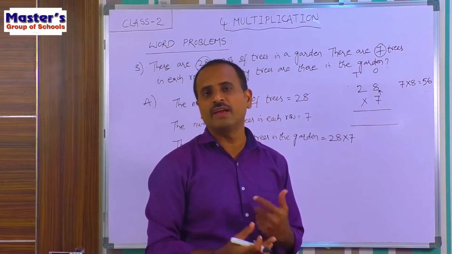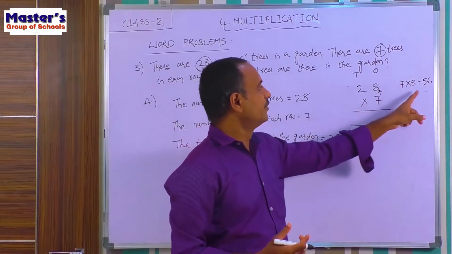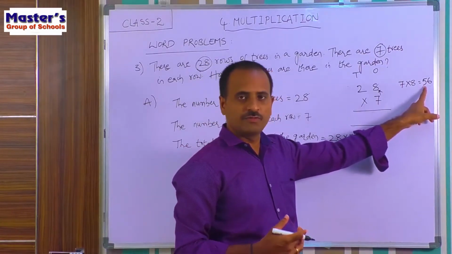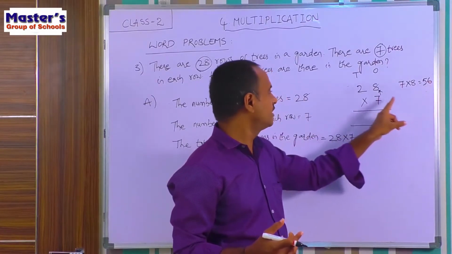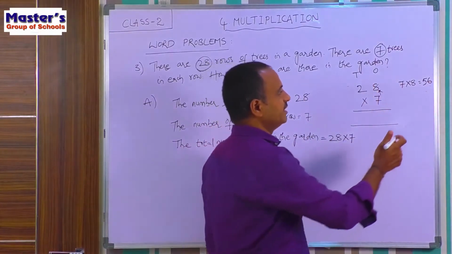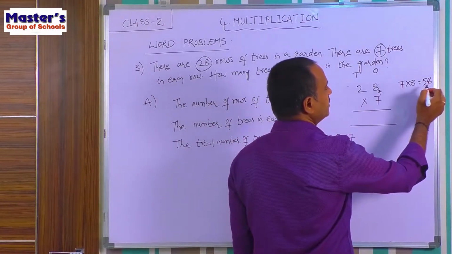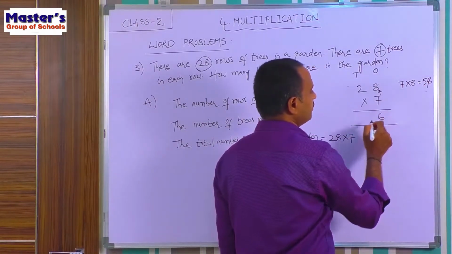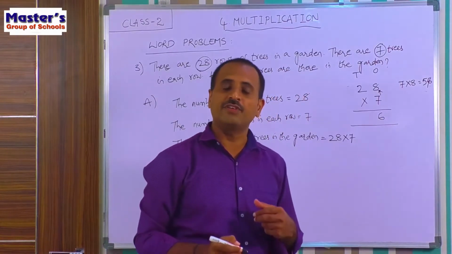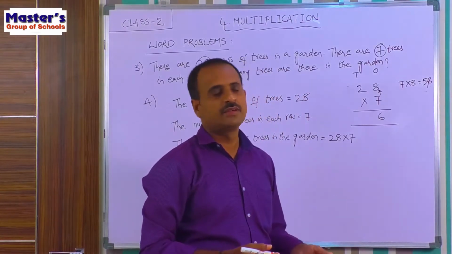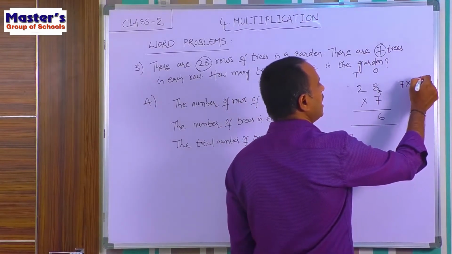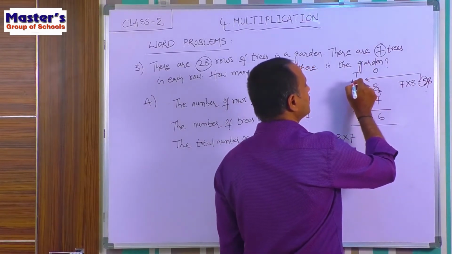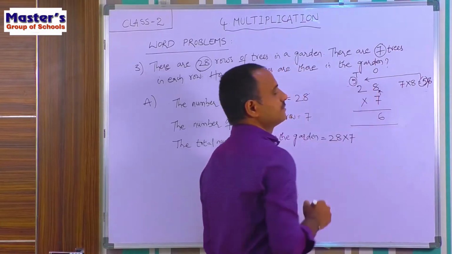So how do we take the carry? Here, in 56, the first digit is 5 and the second digit is 6. Write the second digit under ones place. What is the second digit here? 6 is the second digit, and write 6 under ones place. And carry the first digit to the next place. What is the first digit here? 5 is the first digit, and carry 5 to the next place, that is tens place.